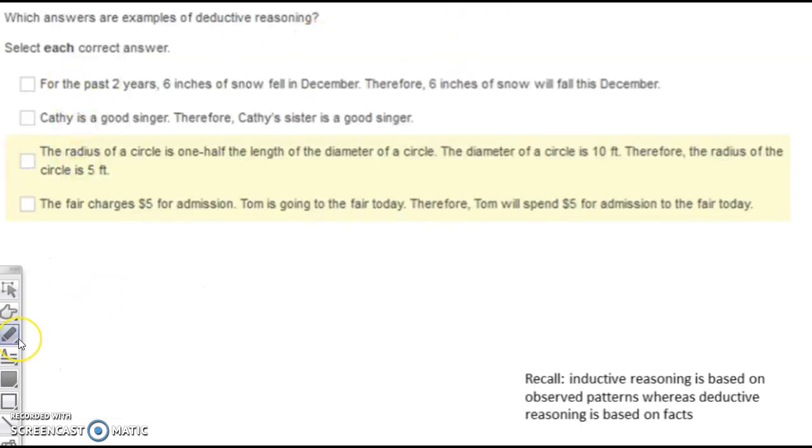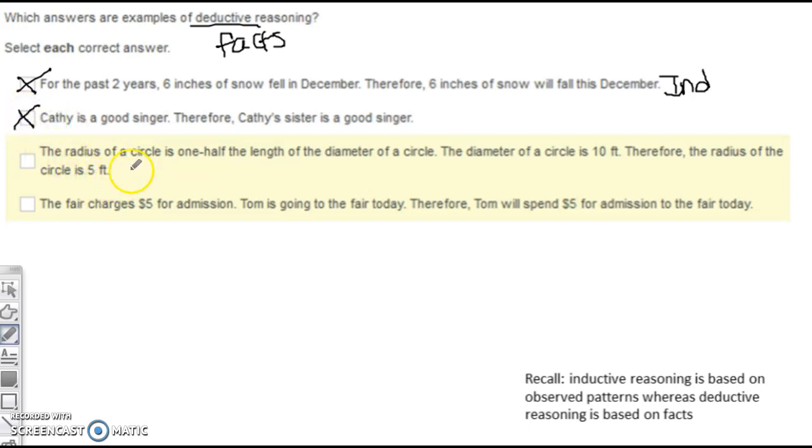So the first question says, which answers are examples of deductive reasoning? Again, deductive is based in facts. For the past 2 years, 6 inches of snow fell in December, therefore 6 inches of snow will fall this December. That's based on a pattern or an observation, so that's inductive reasoning, and that's not what we want. Kathy is a good singer, therefore Kathy's sister is a good singer. Again, that's not based in fact, that's just kind of crazy talk.